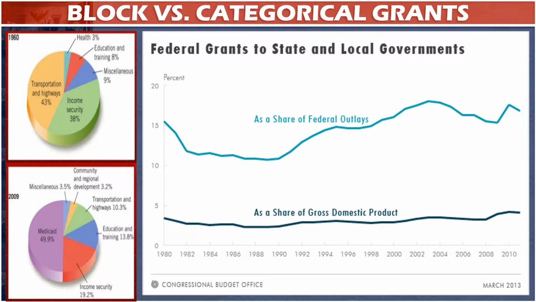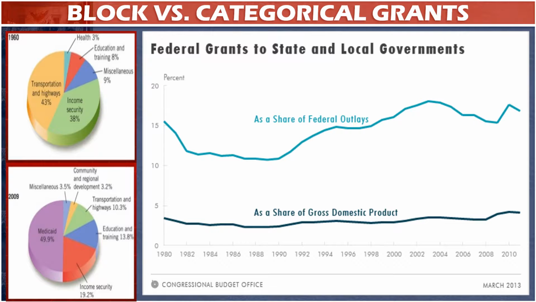So here we see the changing nature of these block and categorical grants from the federal government to the state and local governments. In 1960, the lion's share of this was for transportation and highways, which made sense because states often maintained national roads or the connecting roads. A lot of this has to do with the building of the interstate system in the 1950s and 1960s and the expansion of automobiles from being more of a luxury item to being a necessity. And the second largest share of this was income security, which was basically Social Security and also programs to help with poverty. Everything else is relatively small.